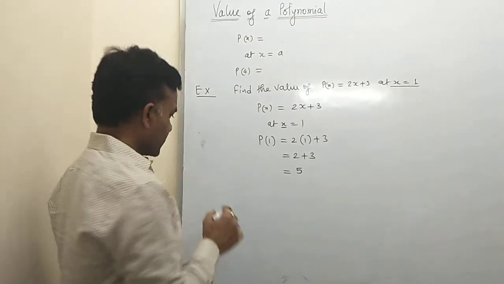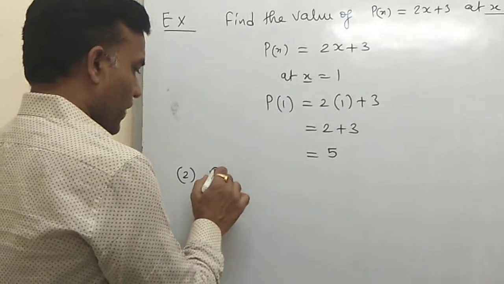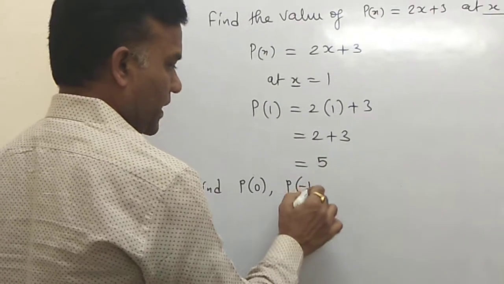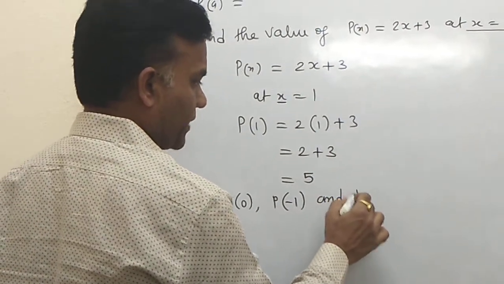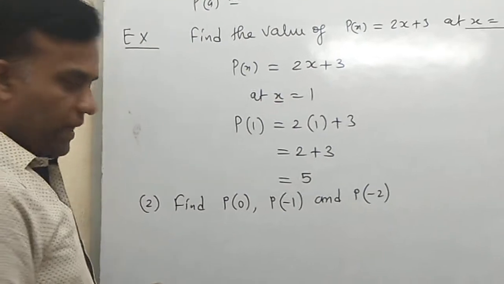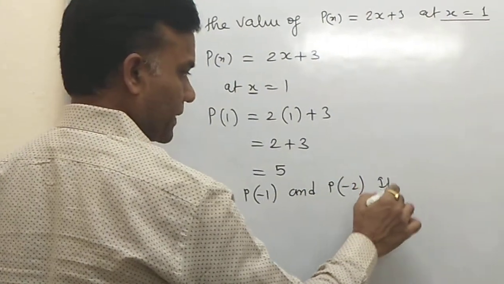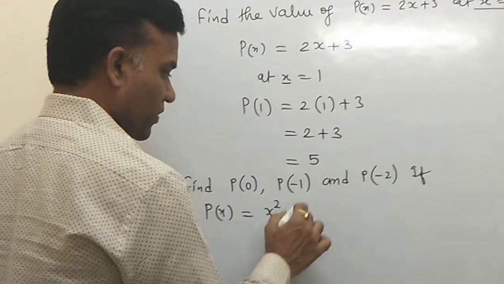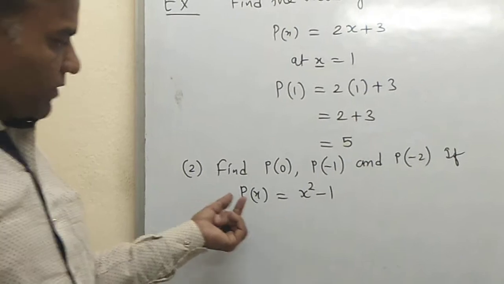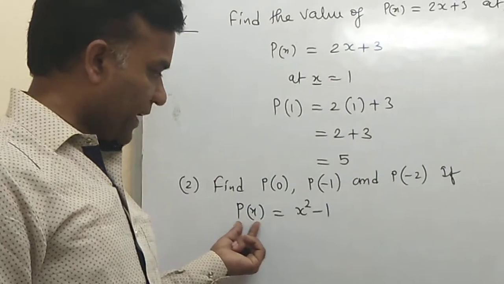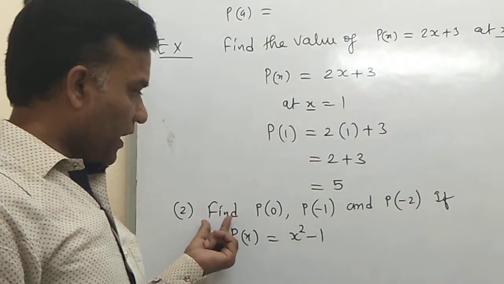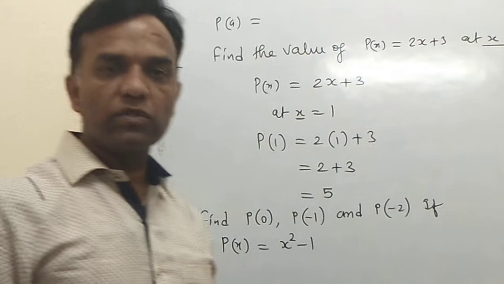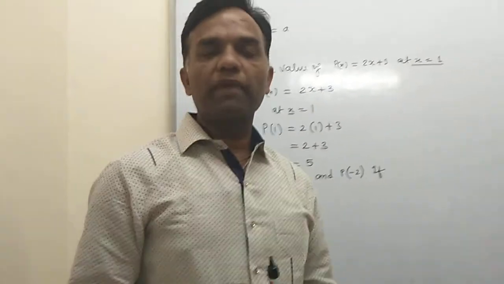Then we have the second example. Find p of 0, p of minus 1 and p of minus 2, if p of x equal to x square minus 1. Now here you have the polynomial p of x equal to x square minus 1, and you find three values: p of 0, p of minus 1 and p of minus 2. So the question is one, but you find three values from it.